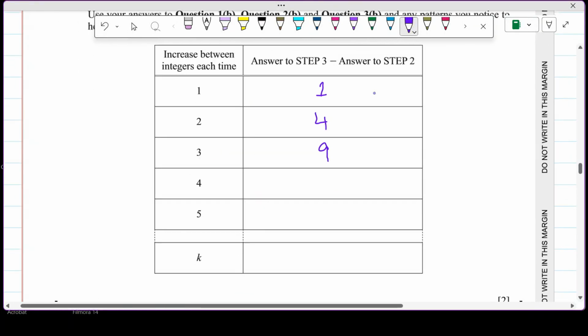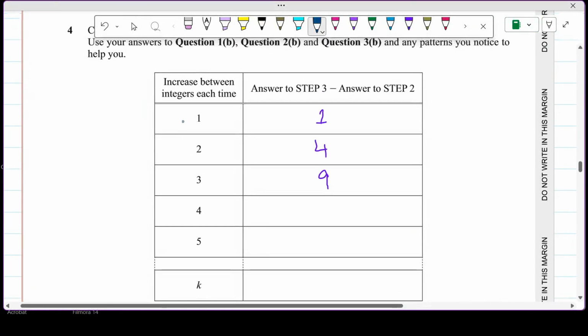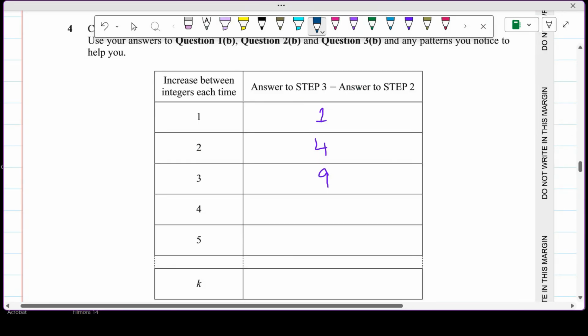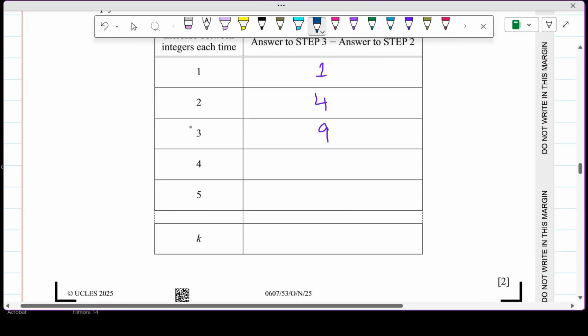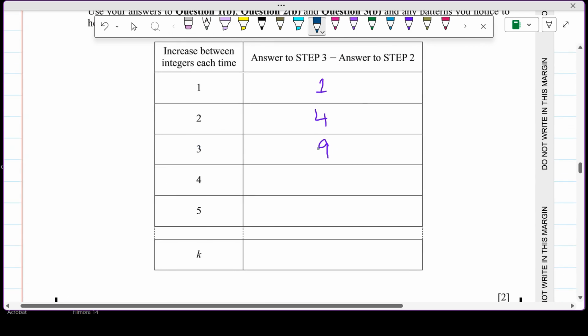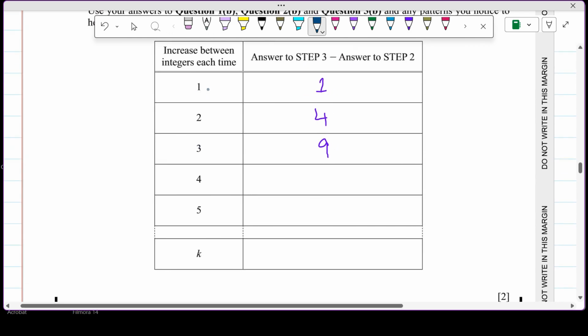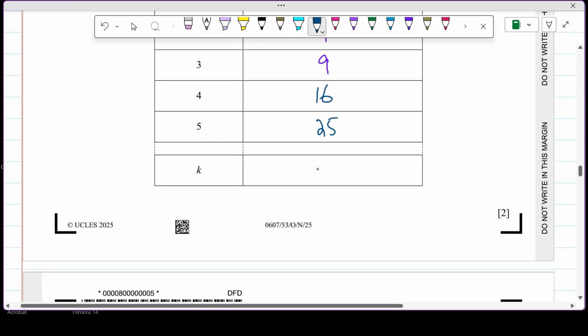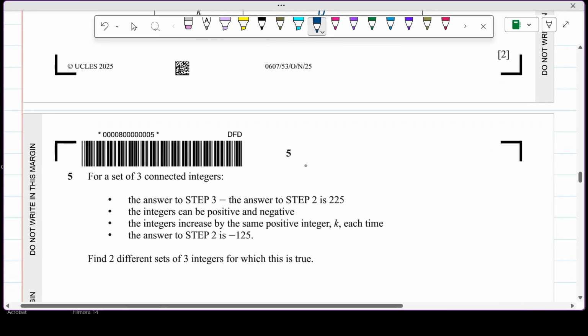Now you can observe a pattern: when we have an increment of 1, the difference between the answers in step 3 and step 2 is 1. When the increment is 2, the difference is 4. When the increment is 3, the difference is 9. So you can see that the square of 2 is 4, and the square of 3 is 9. When we have an increment of 4, the square of 4 is 16. For 5, the square of 5 is 25, and when we have k, the square of k is k squared.